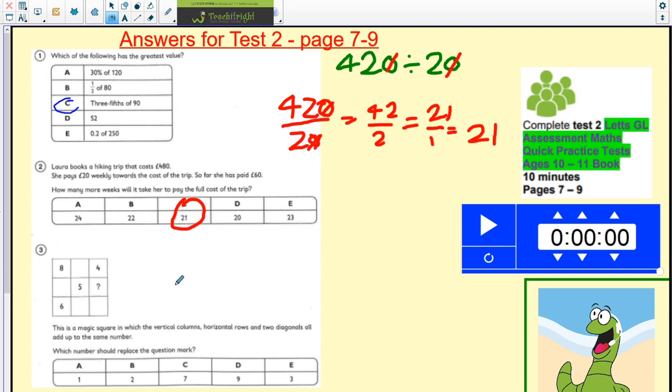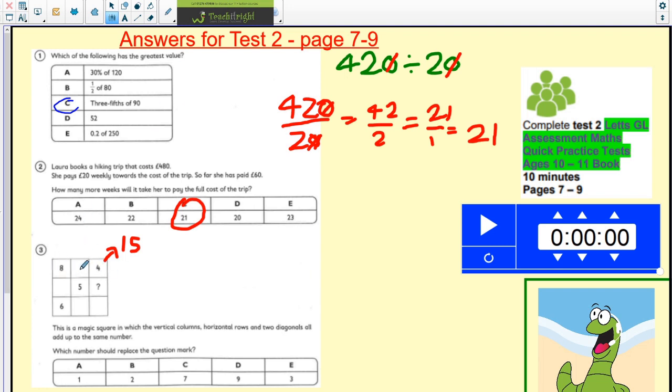Number 3. This is a magic square in which the vertical columns, horizontal rows and diagonals all add up to the same number. Well, all right, the 2 diagonals add up to the same number. That means I know, since the diagonals in there, I've got 6 plus 4 equals 15. So now I know that everything has to equal 15. So what else can I fill in? Well, I'm going to just start filling in everything frantically.